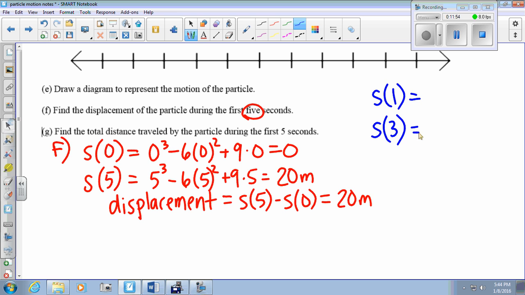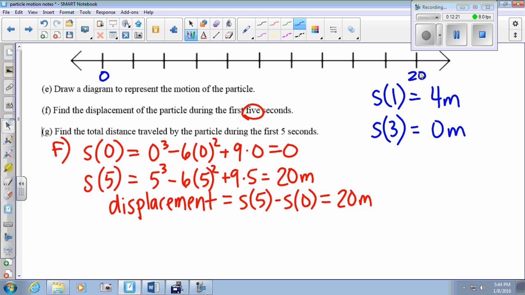The position at time 1 should have equaled 4 meters, and the position at time 3 should have been back to 0 meters. Okay, so now let's draw our diagram and then we will figure out our total distance. On this number line, I'm starting from 0, and remember we're ending at 20, so we're going to be counting by 2's.